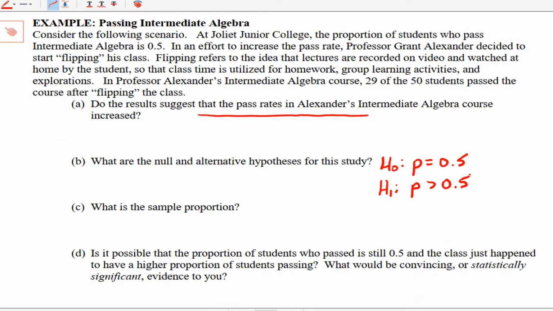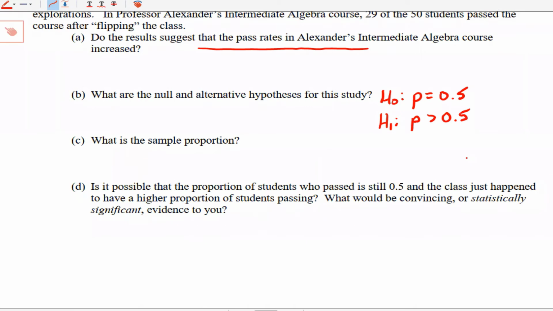And so now let's look at our evidence. The sample proportion of students who have passed, p hat, is the number who passed, which is 29, out of the number in my sample, which is 50. So 29 divided by 50 is 0.58. So on the face of it, at least based on the sample evidence, the sample proportion of students who passed is certainly bigger than 0.5.